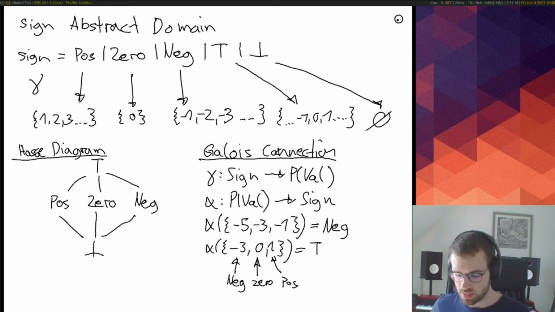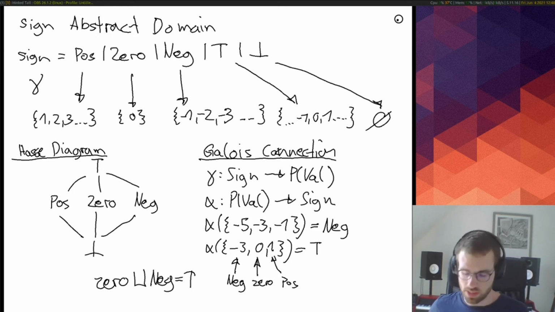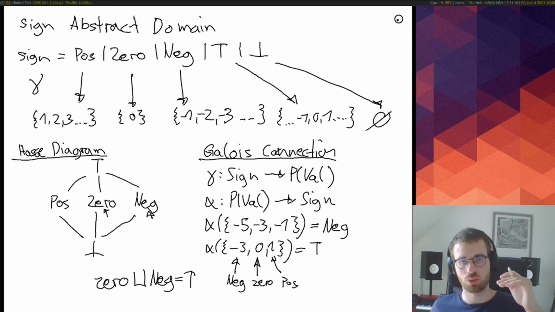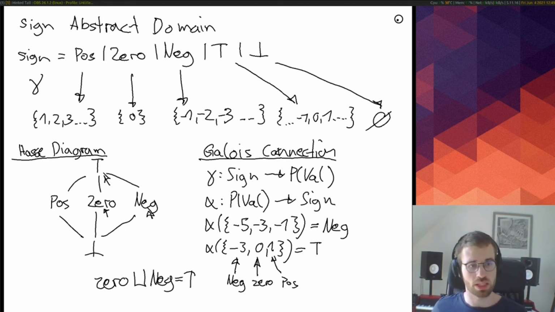And you can read this in the Hasse diagram, what the least upper bound of two values is. For example, the least upper bound, and let me write this operator down, of 0 and neg is the top value. And you can see this by looking at the diagram. You have 0 here, you have neg here, and the smallest value that is an upper bound of 0 and neg, so that is greater than 0 and neg, is the top value. Therefore, top is the least upper bound of 0 and neg. And this is how you compute essentially the value of the abstraction function by taking the least upper bound of all of the components of the set.